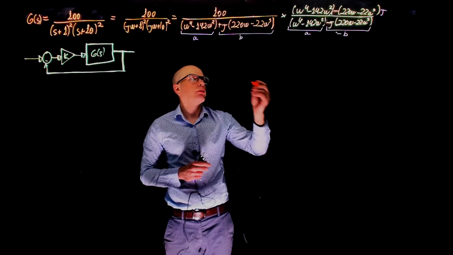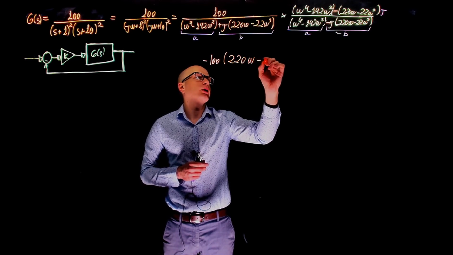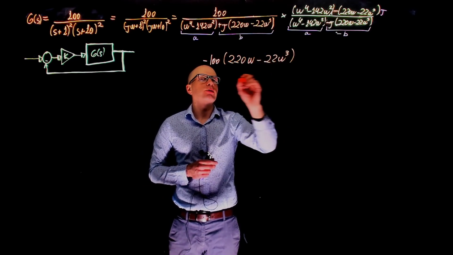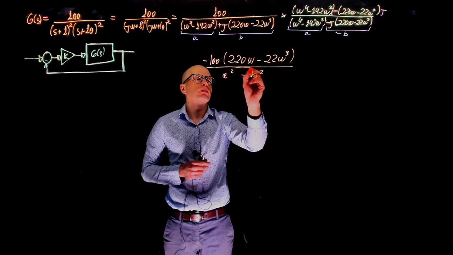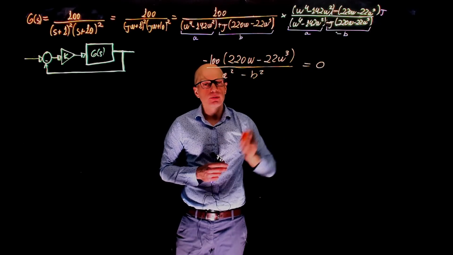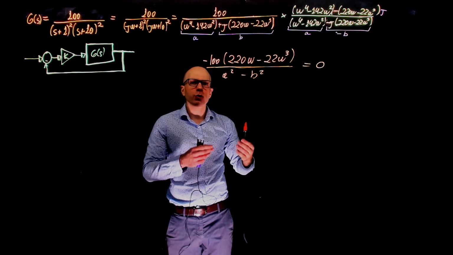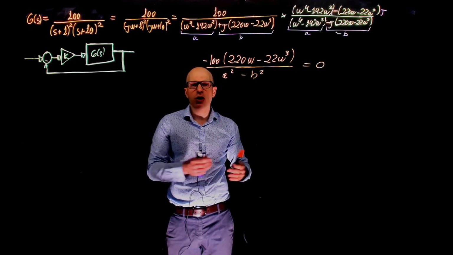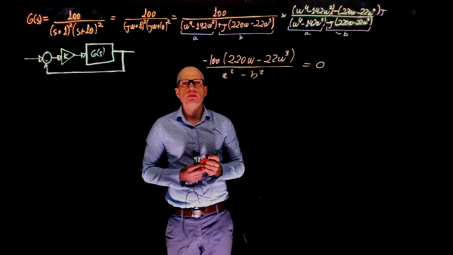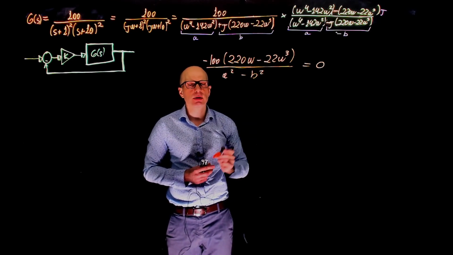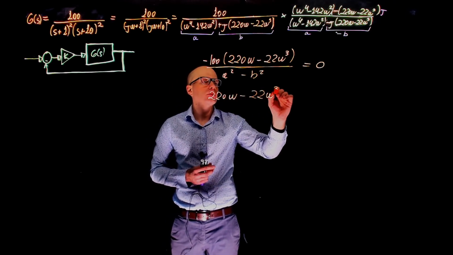We can now write the imaginary part as -100 times (220 omega minus 22 omega to the power of 3) divided by A squared minus B squared. And this is equal to 0. We want to find the values of omega that make the imaginary part 0. We know that when the imaginary part is 0, we are sitting on the negative real axis, and the phase of the transfer function is -180 degrees. Solving for this is very simple. We are left with what is inside this parenthesis, 220 omega minus that.